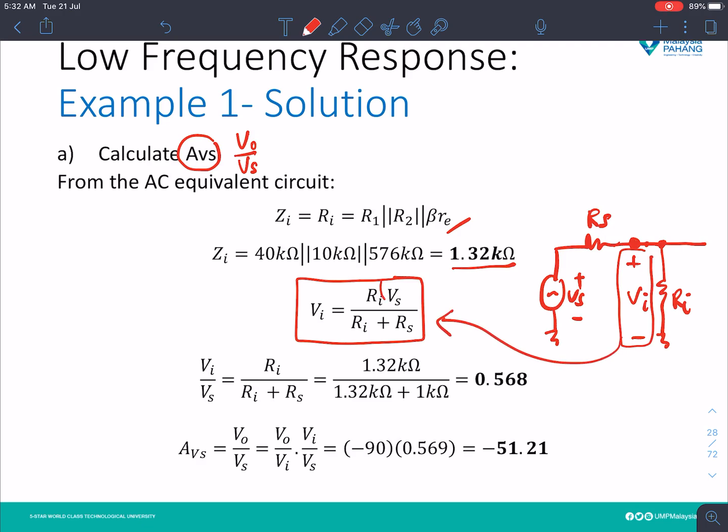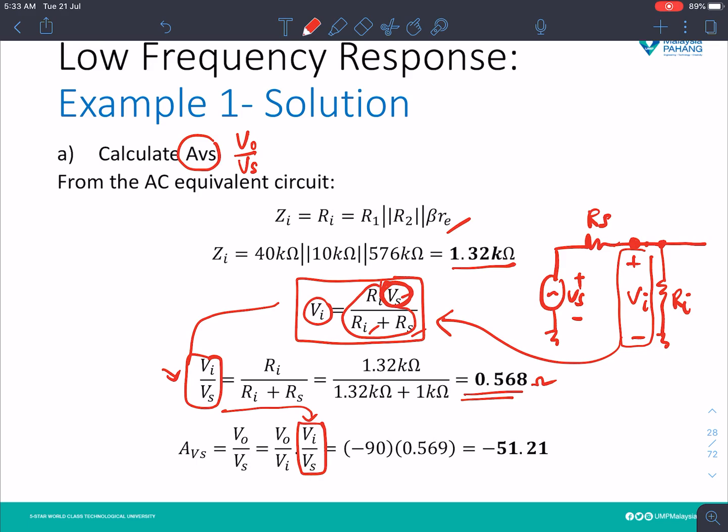For Vin here, voltage divider, you get Rin multiplied with Vs divided by Rin plus Rs. Then you see here is Vs, and this is Vin. So we want Vin over Vs, so it becomes Rin over Rin plus Rs. So for this Vin over Vs, I get 0.568.